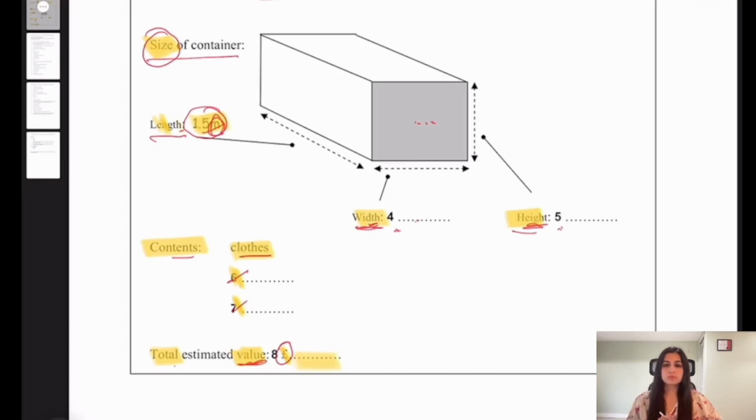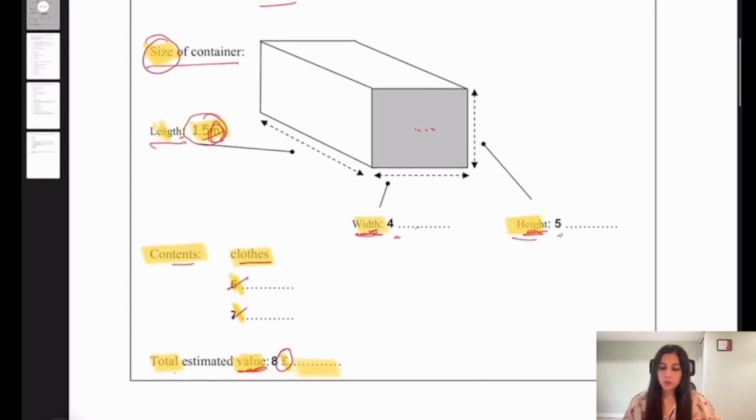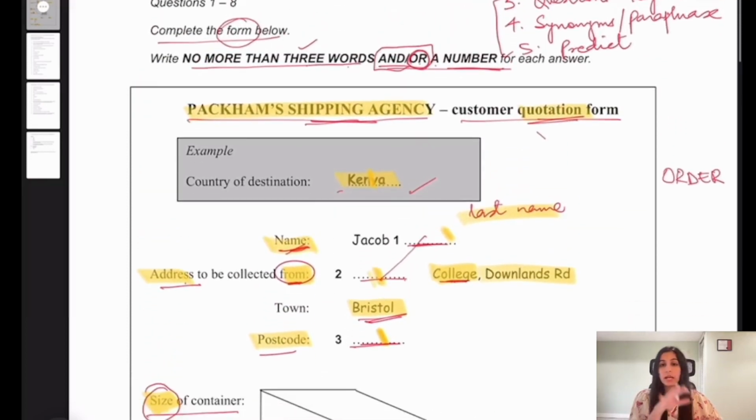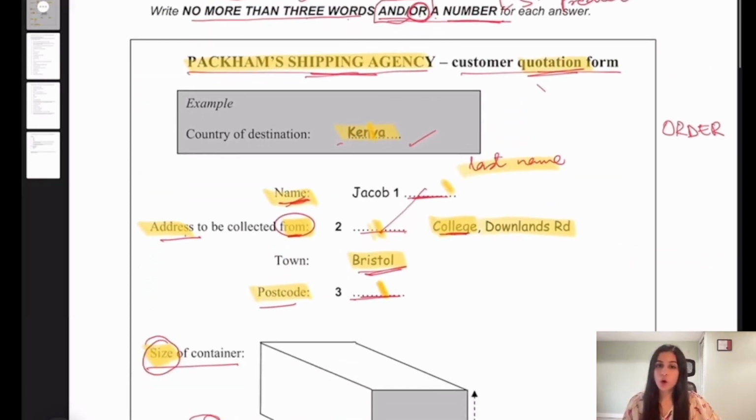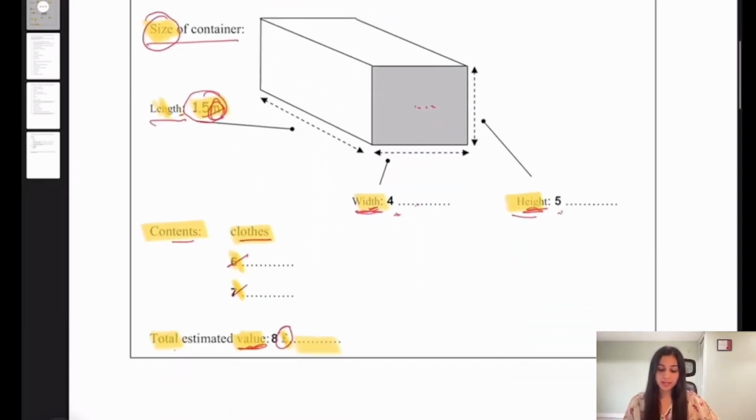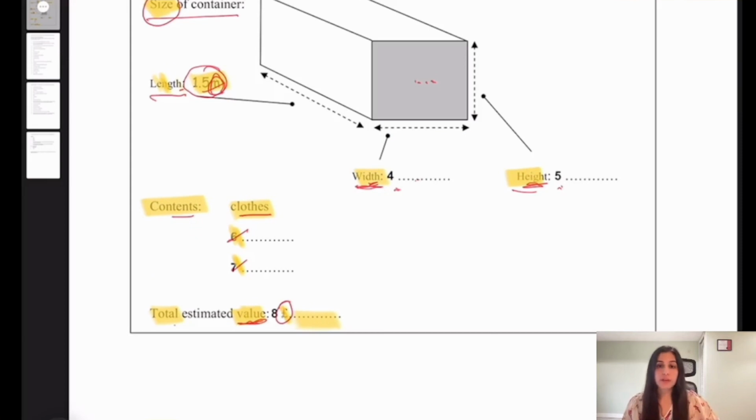All right, so I navigated and helped you go through the entire form through this marker right here, and I hope you were able to get at least 6 or 7 right answers.